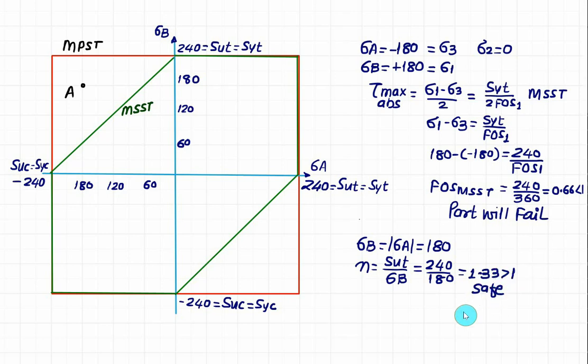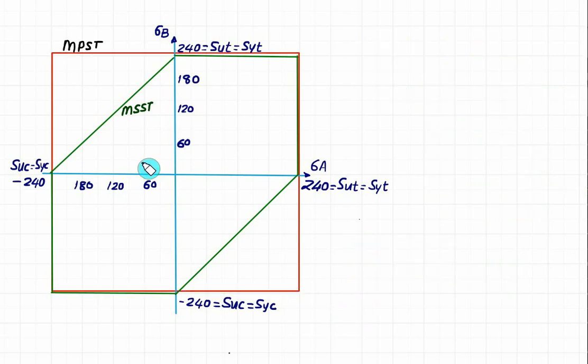So if you have a machine part whose principal stresses are sigma A equal to minus 180 and sigma B equal to plus 180, this is just an example, then we are in quadrant 2 and the part will fail according to MSST, and the part is safe according to MPST. Because the factor of safety in the case of MSST is less than 1, and for MPST the factor of safety is greater than 1.